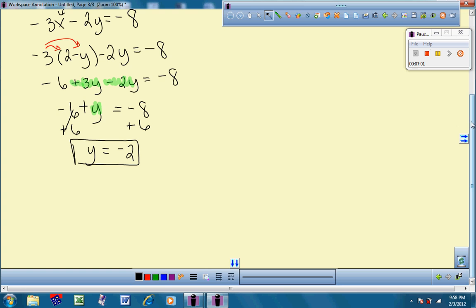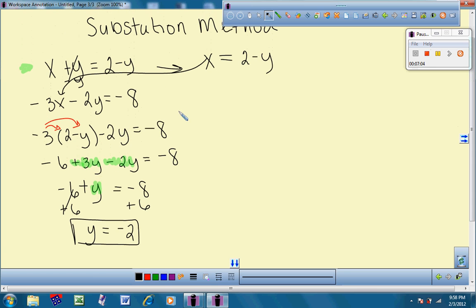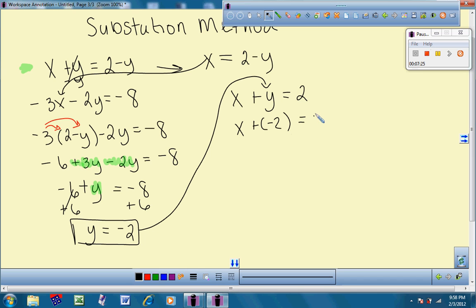Take the value you've got for y, plug it back into one of your two original equations. Does not matter which one. I'm going to choose the easiest one, which was x plus y equals 2. We now know that y has the value of negative 2, so x plus a negative 2 is equal to 2. And remember, we're trying to move away from doing an addition to a negative. We want to write it as x minus 2 equals 2. Solve for x by adding 2, and we find that x is equal to 4.